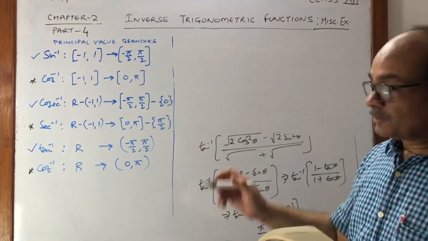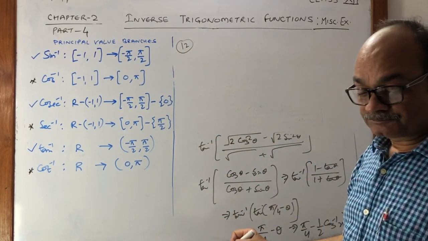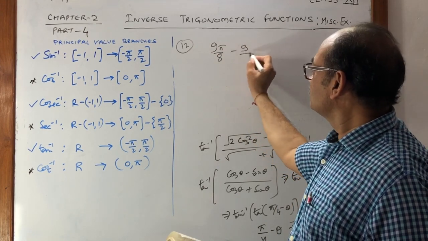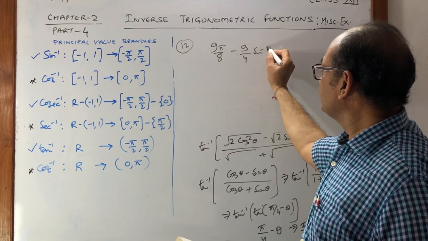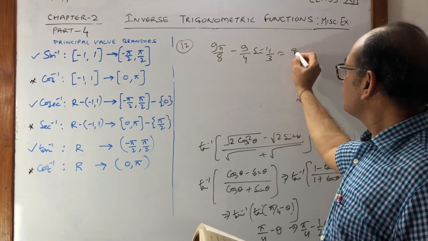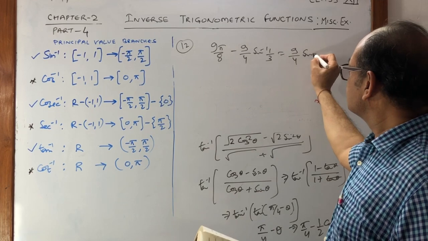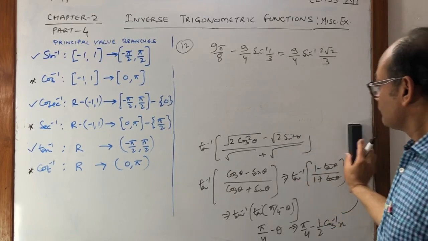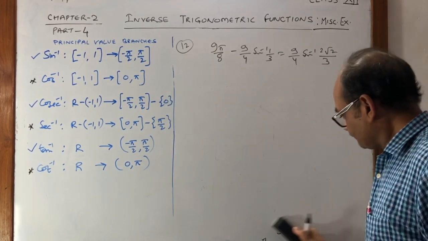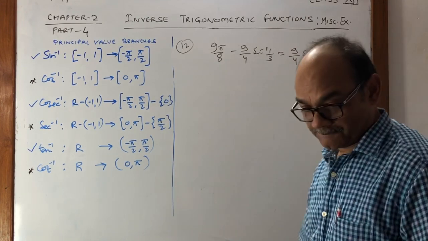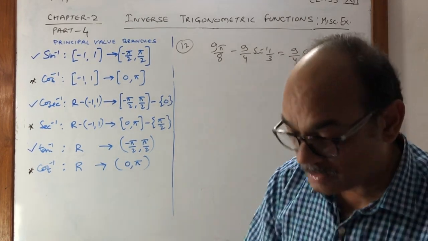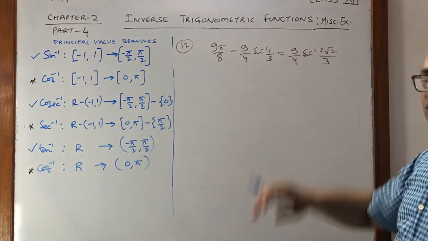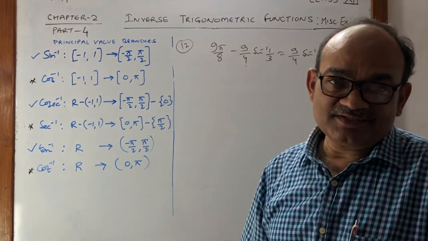Next is the 12th question. 9 pi by 8 minus 9 by 4 sin inverse 1 by 3 equals 9 by 4 sin inverse 2 root 2 by 3. How do we solve this? 9 by 4 and 9 by 8, and here it is 9 by 4. The hint is very clear that we have to take 9 by 4 common.